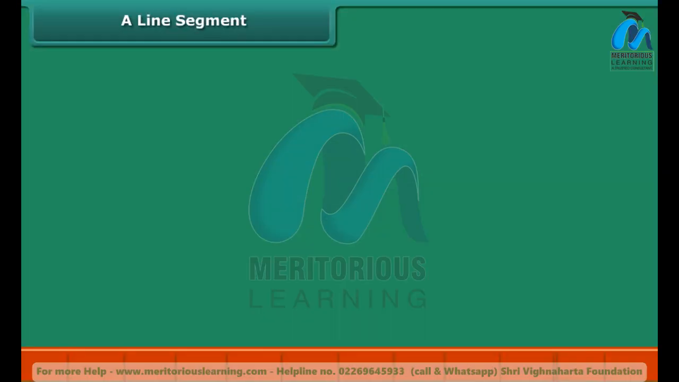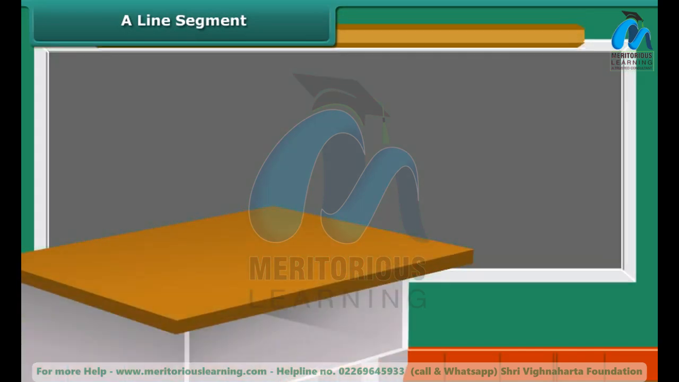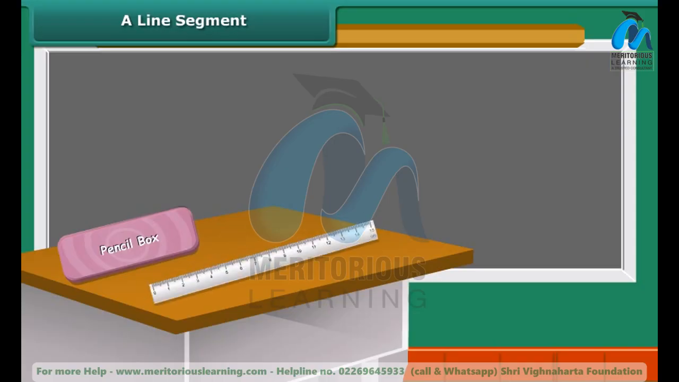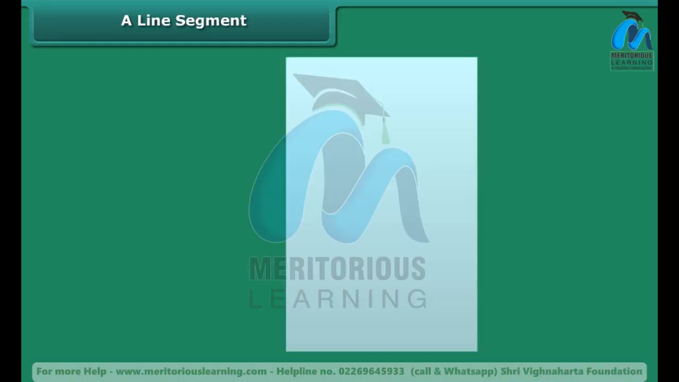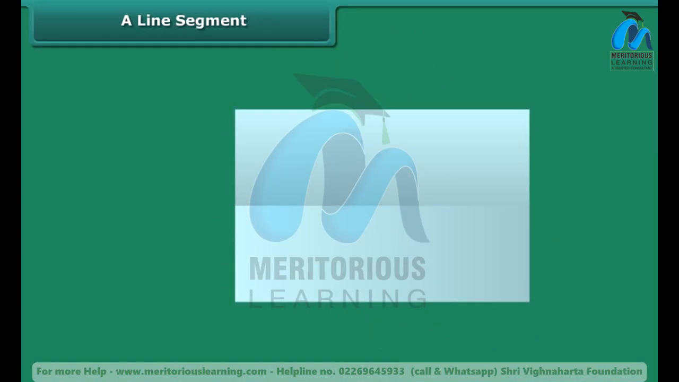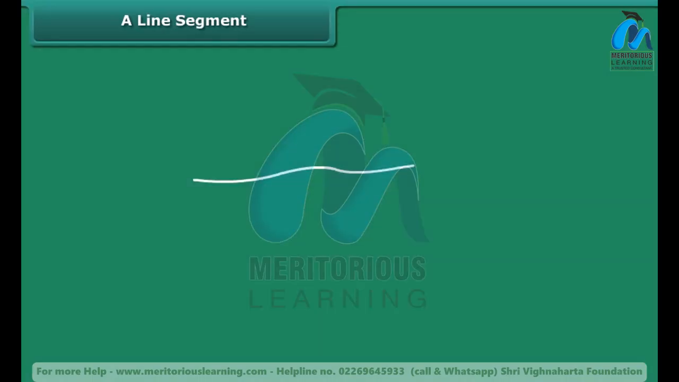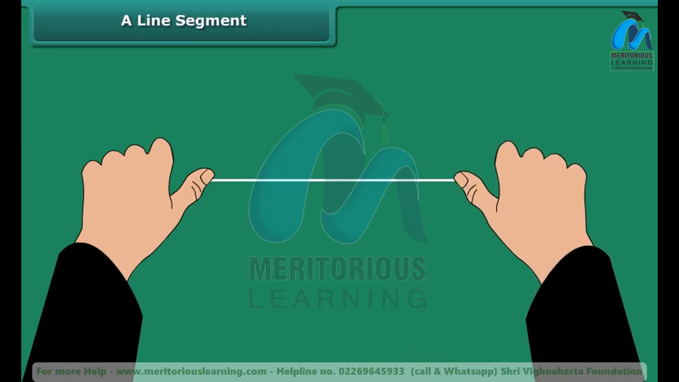There are many examples of a line segment in our daily life. The edge of a desk, blackboard, pencil box, ruler, or lunch box is a line segment. Take a paper, fold it, and then unfold it. The mark left due to folding of the paper is a line segment. Take a thin thread and hold it without slack. It represents a line segment.